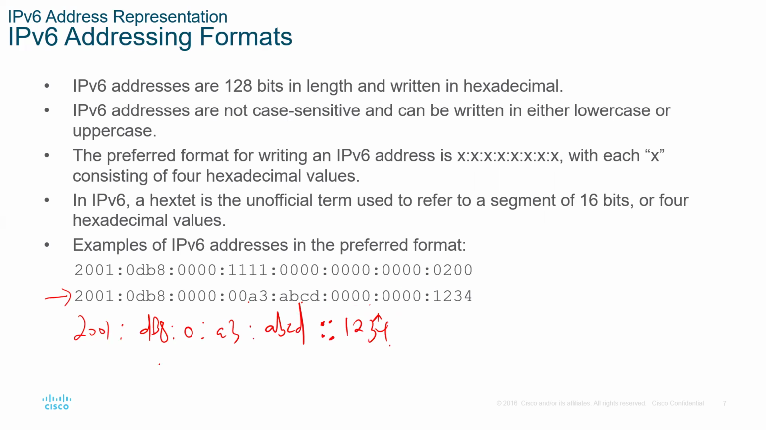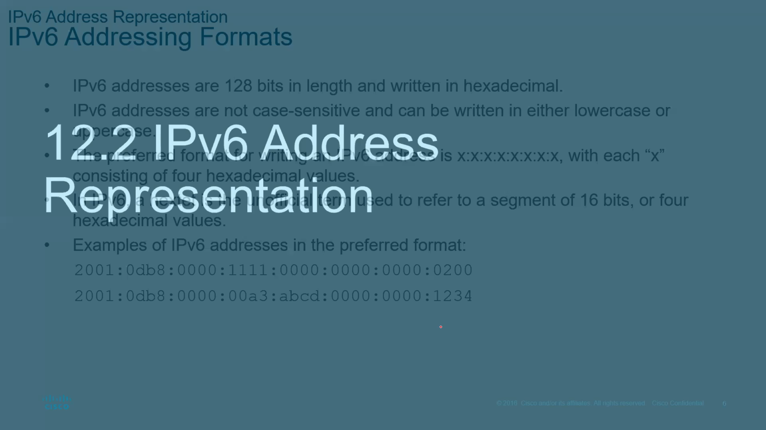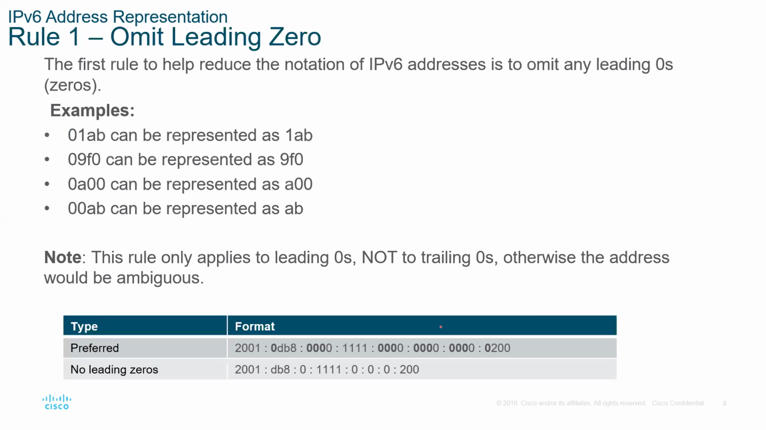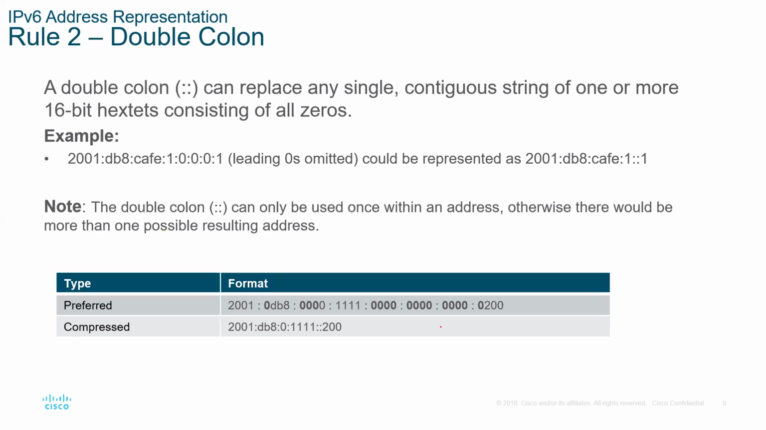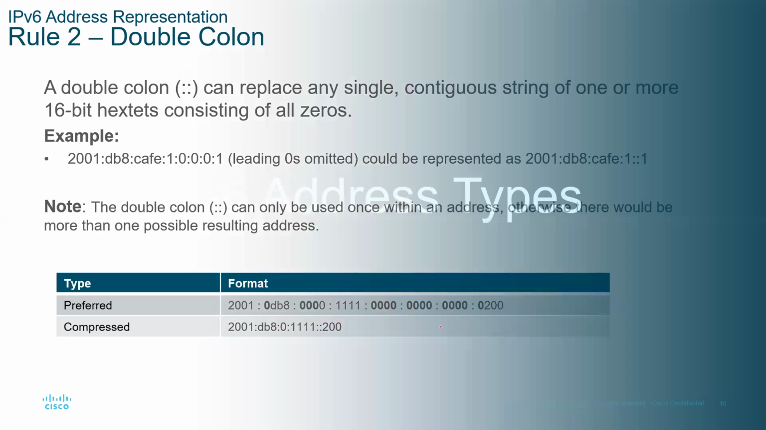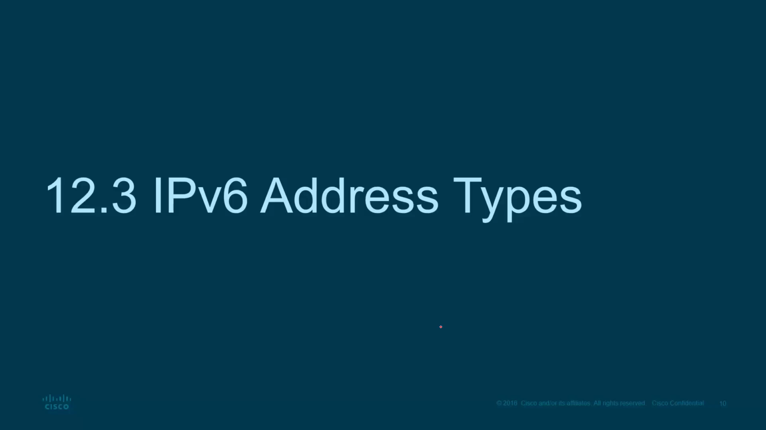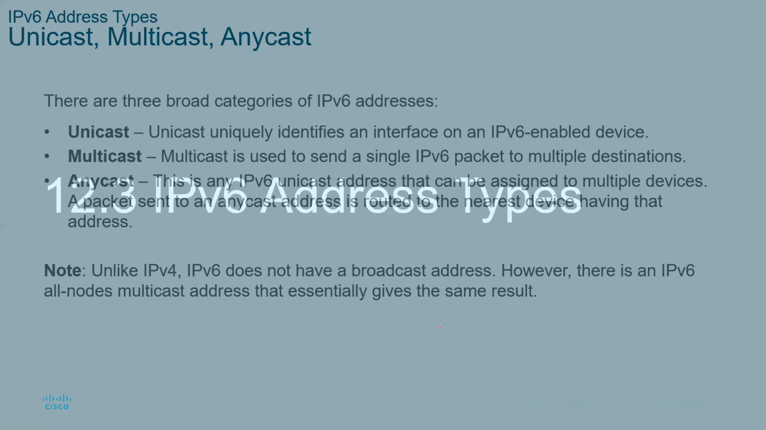So this is how we shorten the version 6 address. Very simple. Very simple until the exam. Let's continue. Omitting zeros, double colon, we've done that. Rule number 2. And basically, those are the two rules used to shorten an IPv6 address.